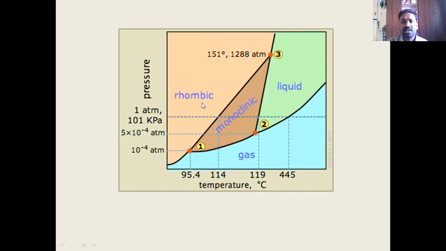See, in any phase diagram, if I give you one, all you have to write about that phase diagram is first how many curves, how many areas, how many triple points. That's all. If you describe all these things, essentially you are describing the phase diagram of any system. So how many areas at least? 1, 2, 3, 4. Because these 4 areas correspond to 4 different phases of sulfur.